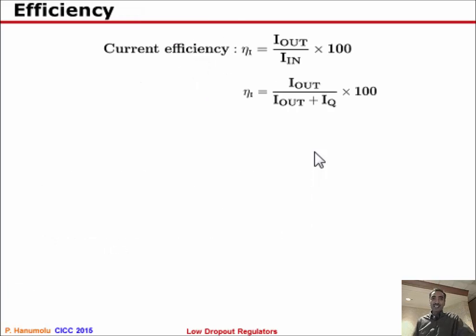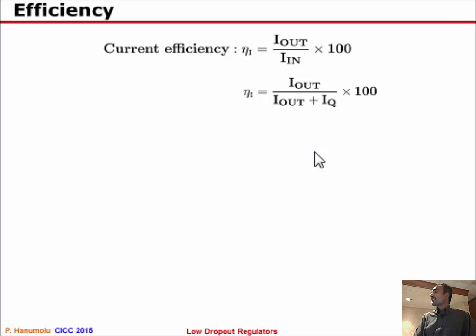Okay, so the second important aspect that comes in because of the quiescent current is the so-called current efficiency. For power converters, typically you define efficiency as power efficiency, but for LDOs, we'll come to the power efficiency shortly, people also refer to efficiency as current efficiency, which is not surprisingly I out over I in. And I in is the current drawn from the input, so it's I out plus the quiescent current that I defined in the previous slide.